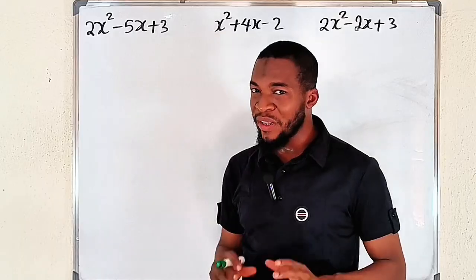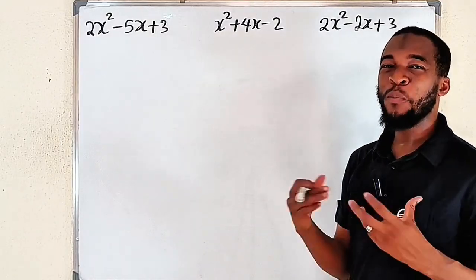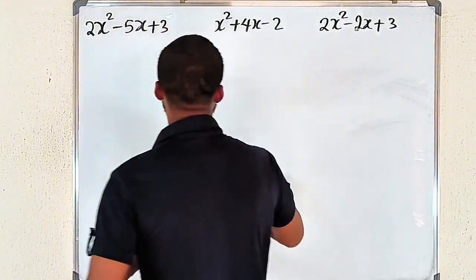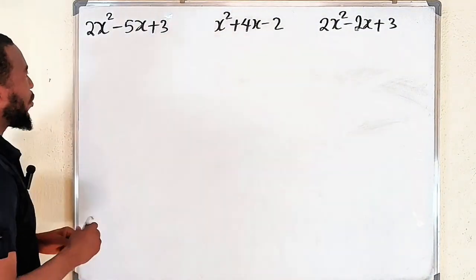The first one is already factorable. This is not. And this even contains complex roots, but I am going to show you that all of them are factorable using the same idea. Let's start with the first one here.